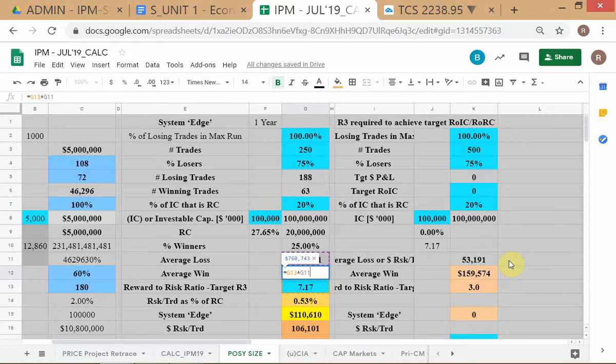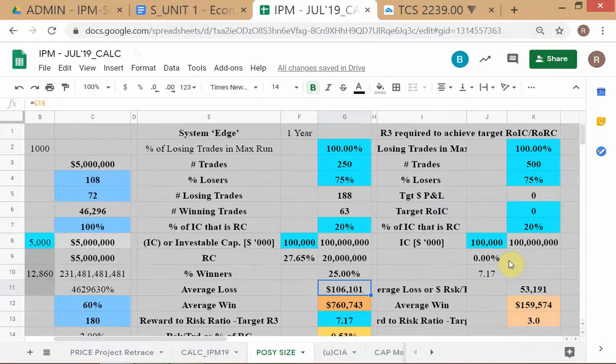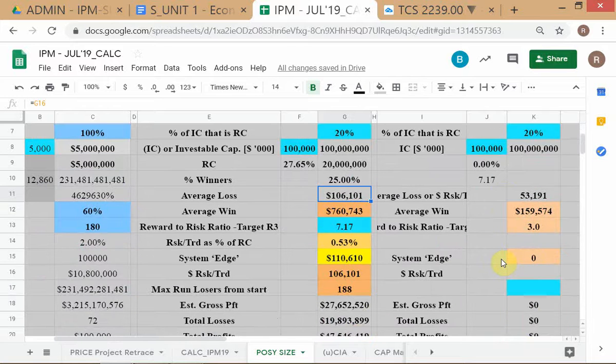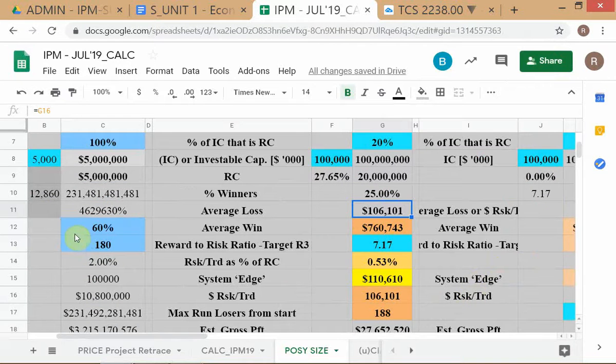I don't know if you can read at the back. Okay, first be clear about what it is. Maybe let's make it a little bit bigger so you can see a little better. Now, can you see G11 is average loss? G11 is average loss. G13 is R3.